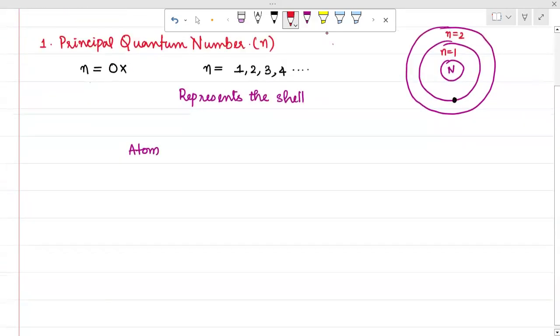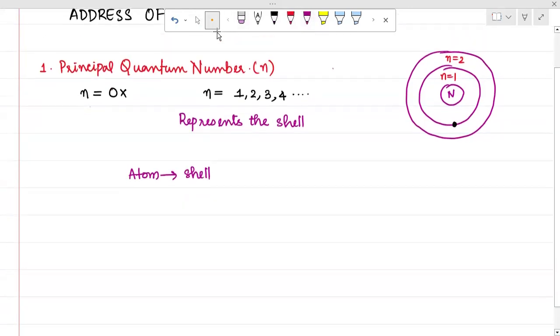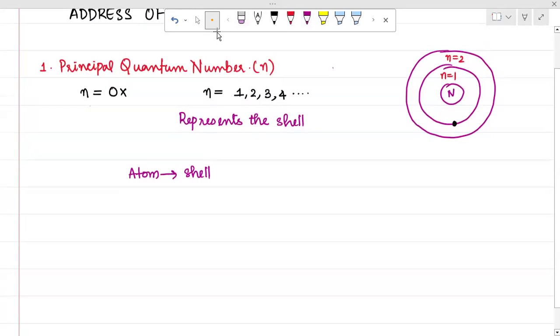So what we are saying is you have an atom, and inside the atom you have a shell. Inside the atom you have a shell. So that is the first address. That's how you start describing the address, which represents the shell of the atom. Now, if you know the value of n, there are many other parameters that you can get to know about.